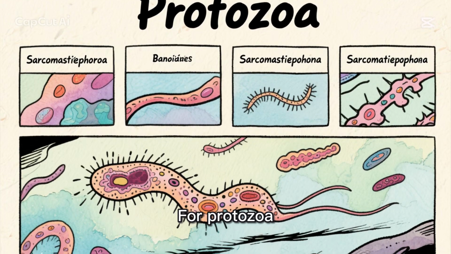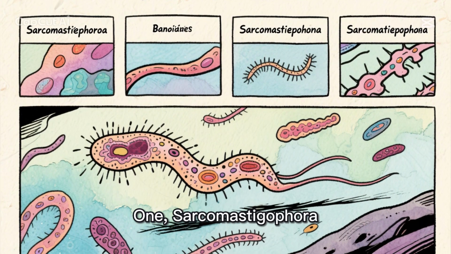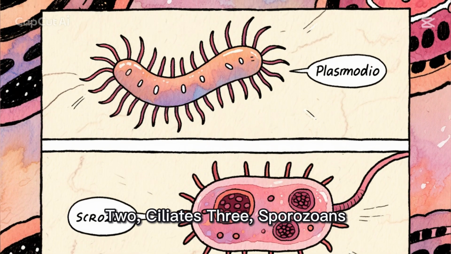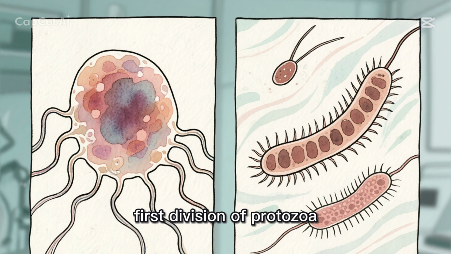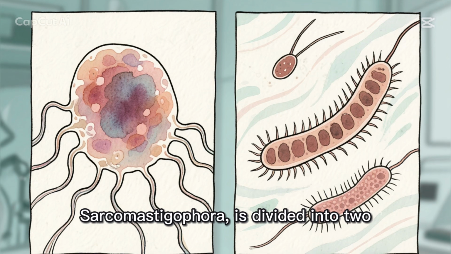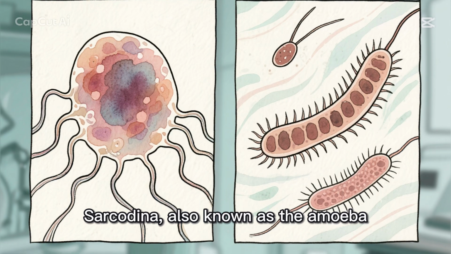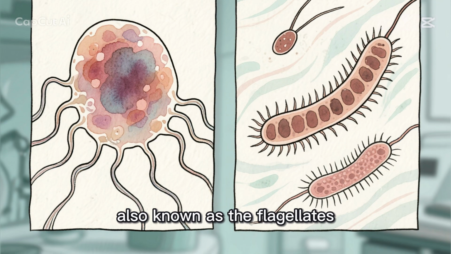For protozoa, they are subdivided into four: 1. Sarcomastigophora, 2. Ciliates, 3. Sporozoans, 4. Microsporida. The first division of protozoa, Sarcomastigophora, is divided into two: Sarcodina, also known as the amoeba, and Mastigophora, also known as the flagellates.